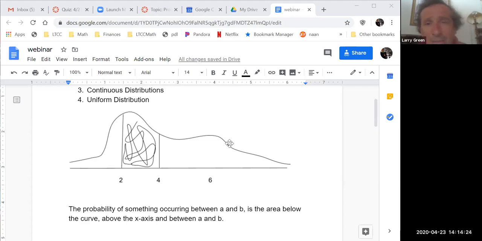But one more thing I want to mention about the area. What is the total area from the very farthest left to the very farthest right? What must that area be? And that you should all know.